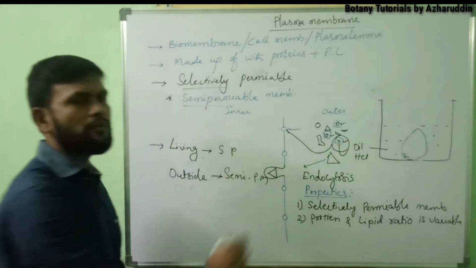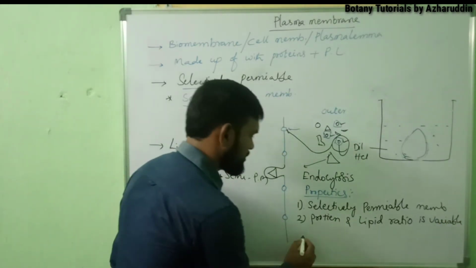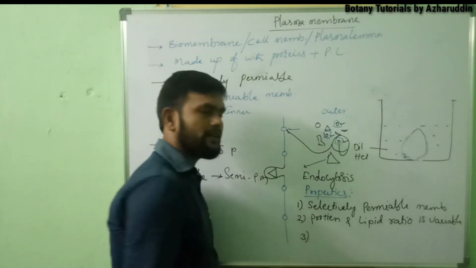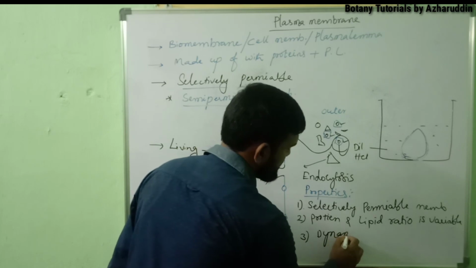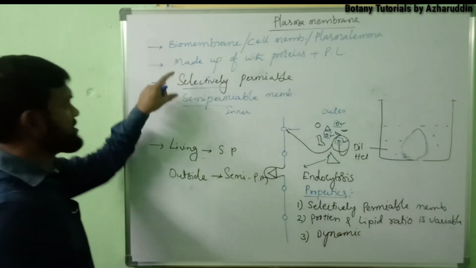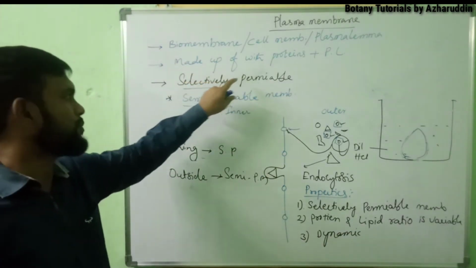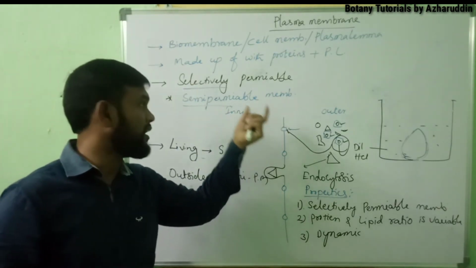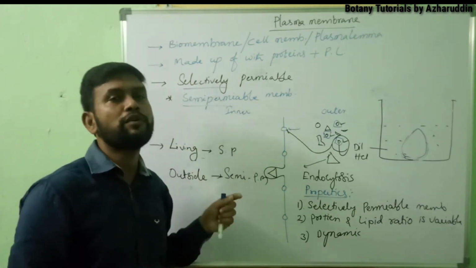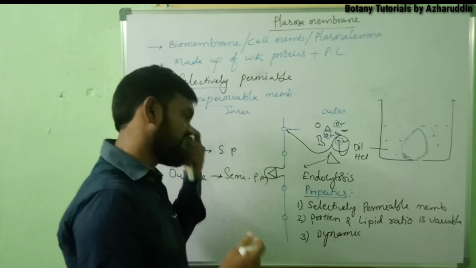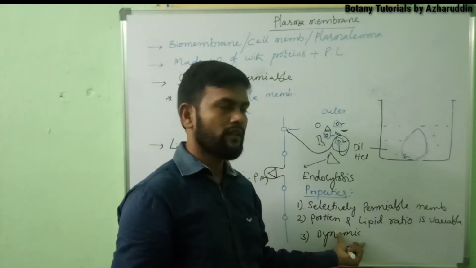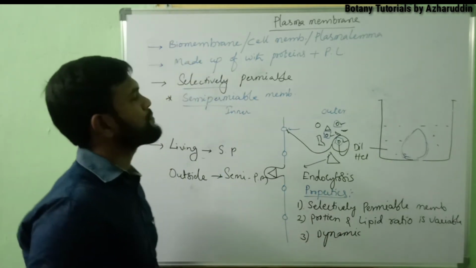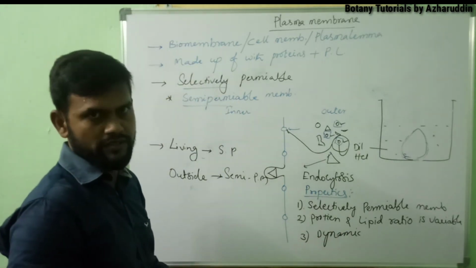Next, the plasma membrane is dynamic. It may be static or dynamic. Plasma membrane is dynamic. Why is it dynamic? When it is present in the living system, it acts as selectively permeable. When it is outside the living system, it acts as semi-permeable. That means it is changing. That's why it is called a dynamic membrane. This is about the plasma membrane and its properties.